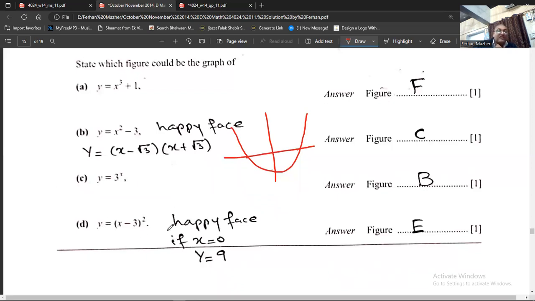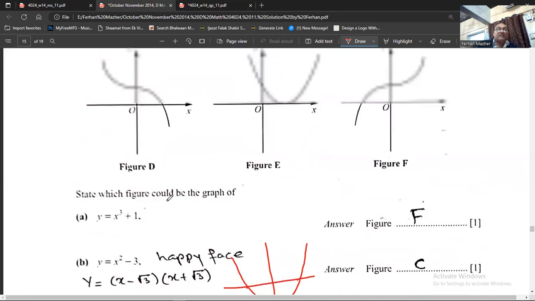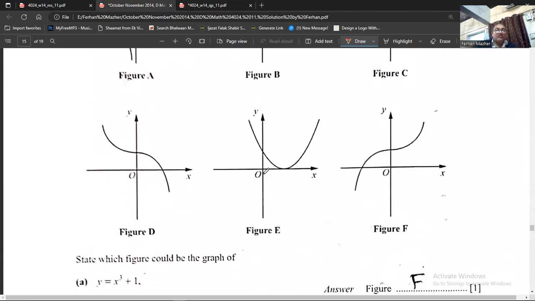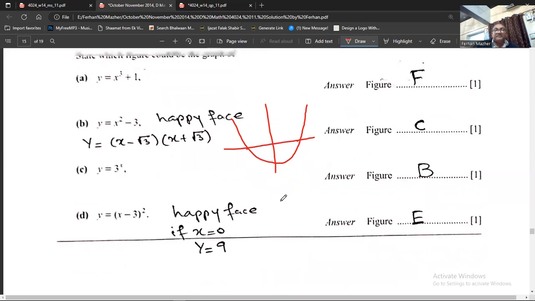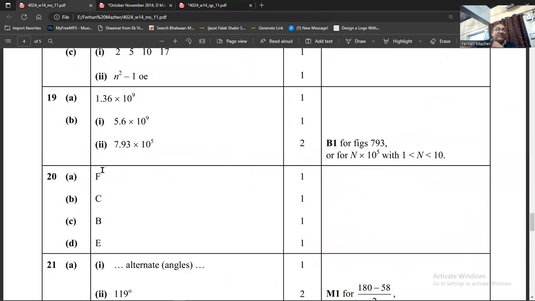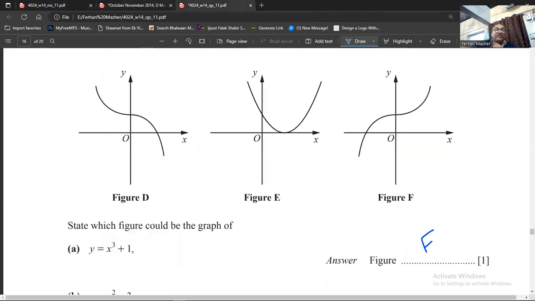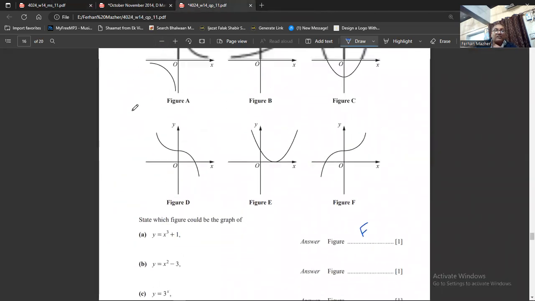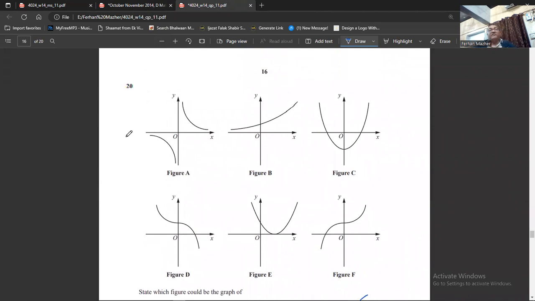Then we have this one. It's a happy face because the x squared coefficient is positive. If you put x equals 0, y equals 9. So this can be the graph, E. So FCBE. FCBE is a little tricky question. So we are done with question number 20. It's a very tricky conceptual thing.